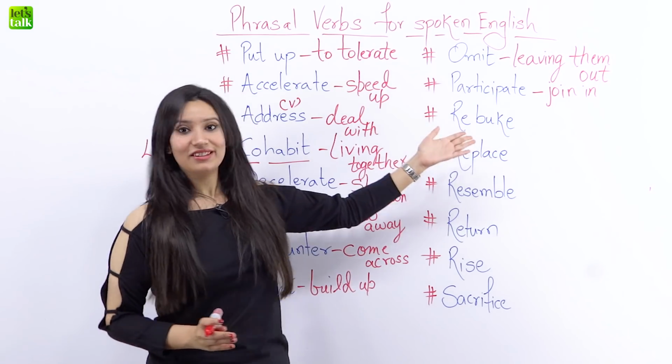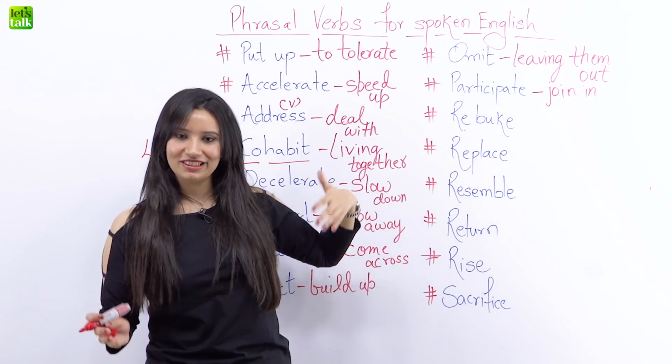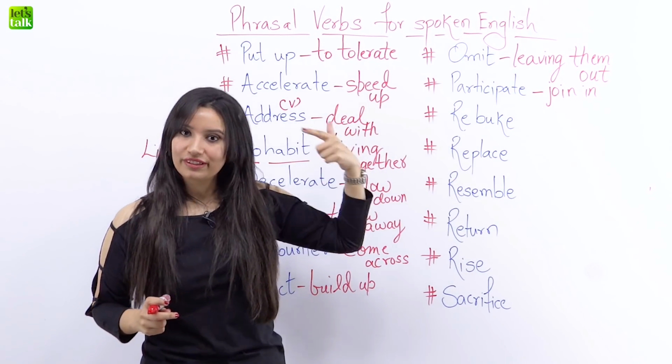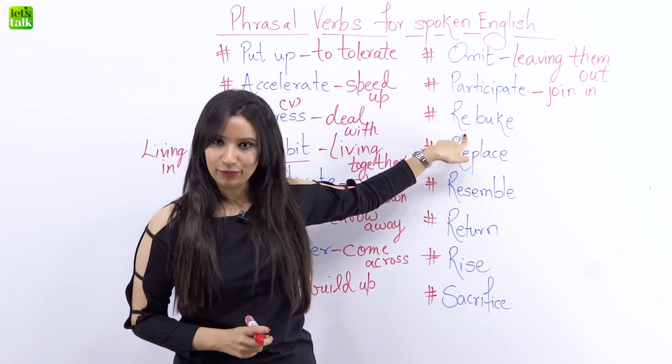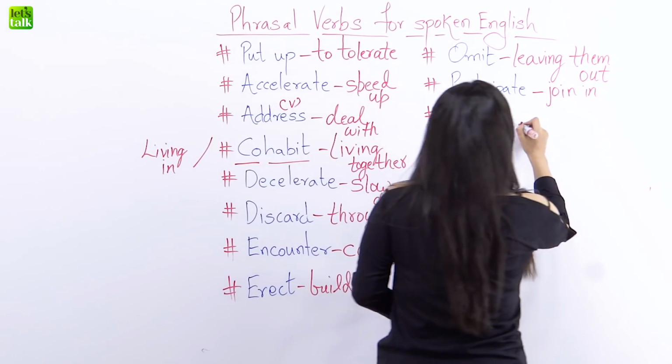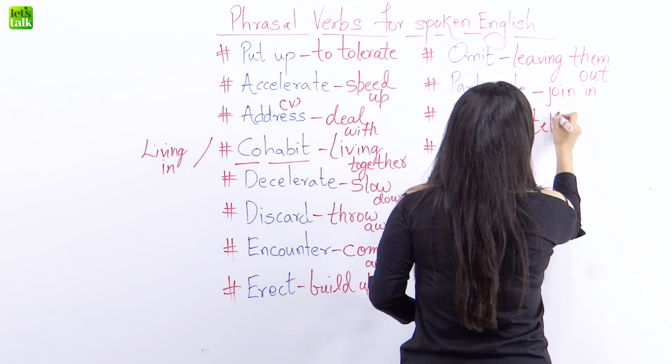But instead of using this word, which is very formal, you could say tell over. That's the correct phrasal verb with which you can replace the word rebuke. Tell over. Don't worry, I'll tell you how to use it.